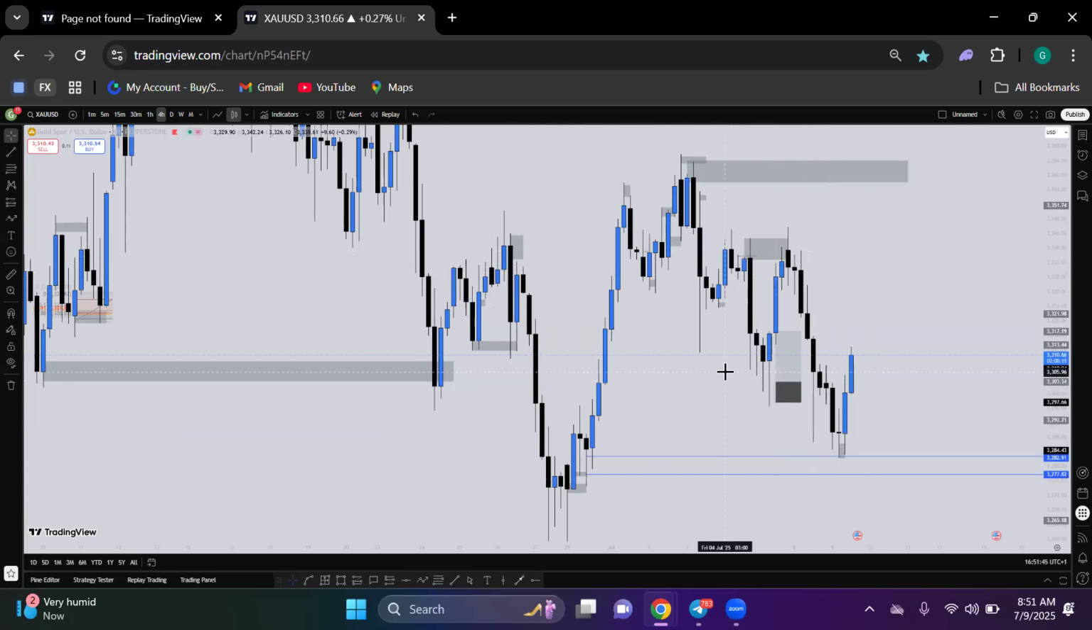Now, in respect to how I trade, we look at this from the perspective of the in-depth core of what is present on the chart, right?